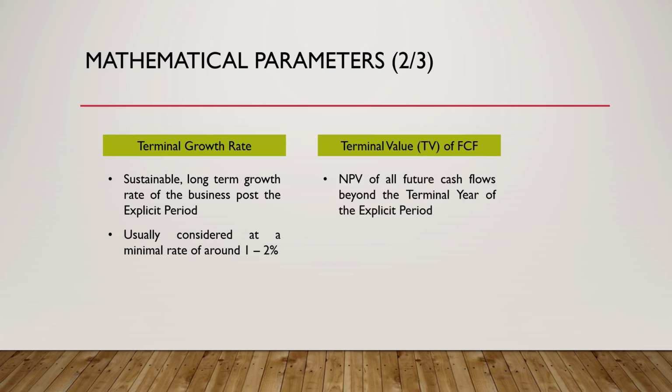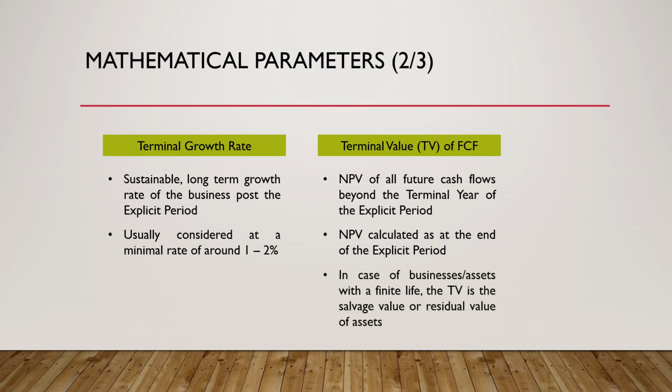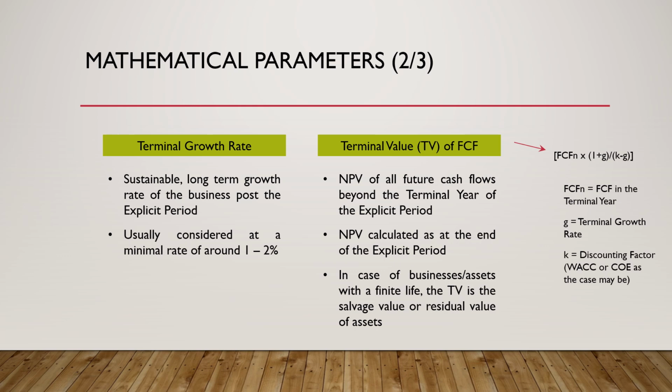Terminal value is the present value of all future cash flows starting from the year next to the end of the explicit period, as at the end of the explicit period. Hence, if the explicit period is for n years, terminal value or TV is equal to, within brackets, FCF n times 1 plus G, where G is the terminal growth rate, all over K minus G, where K is the discounting factor and G is the terminal growth rate.